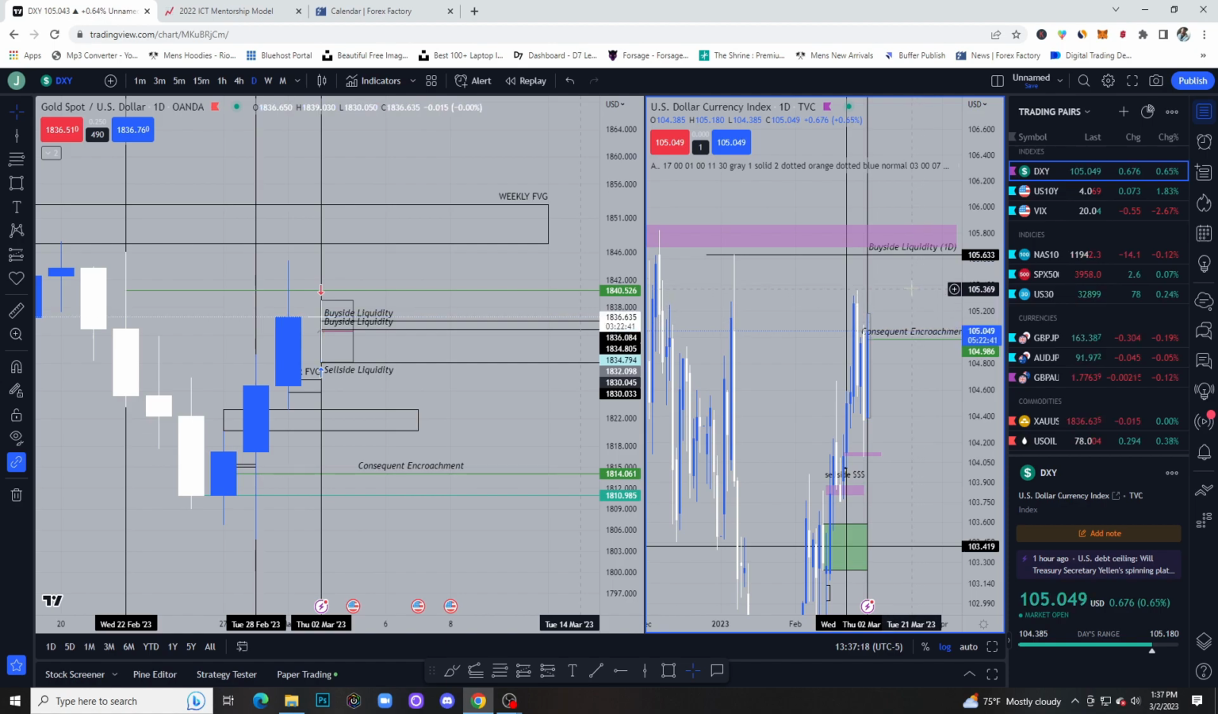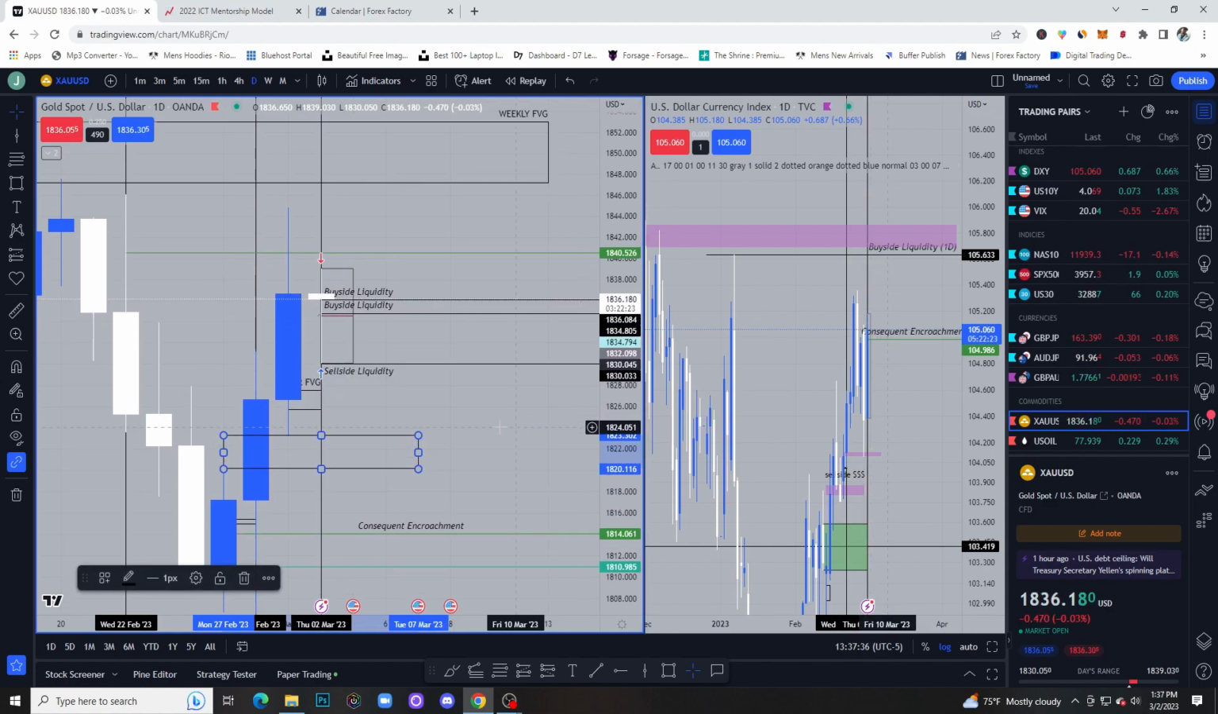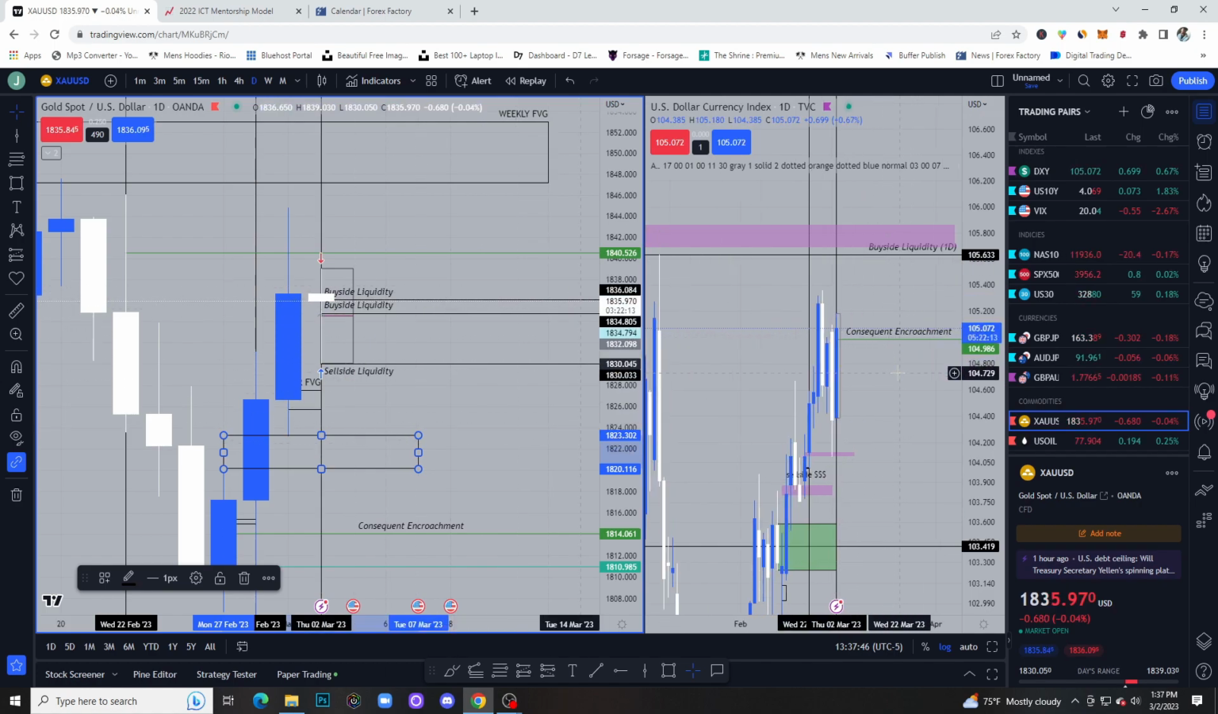And also inversely, what that means for gold is, as the dollar rises to take out this liquidity pool, gold is most likely going to be selling off down into this daily fair value gap that I have marked out right here, right? So that's the long-term idea that I have mapped out. That's what I'm keeping note of over the next couple of days and going into next week.